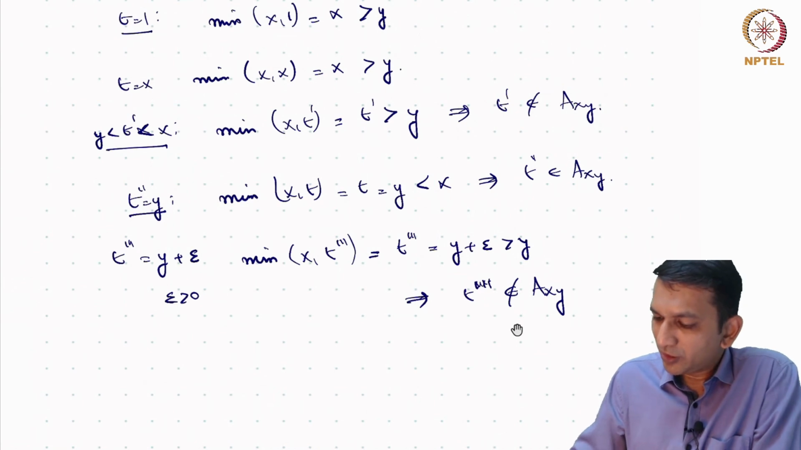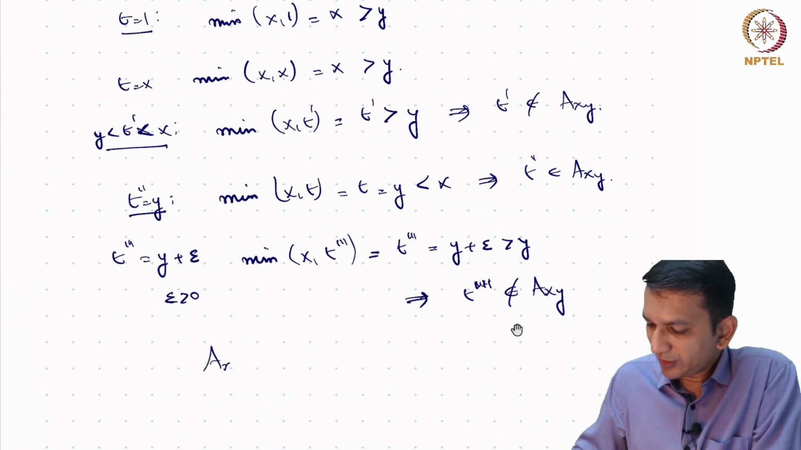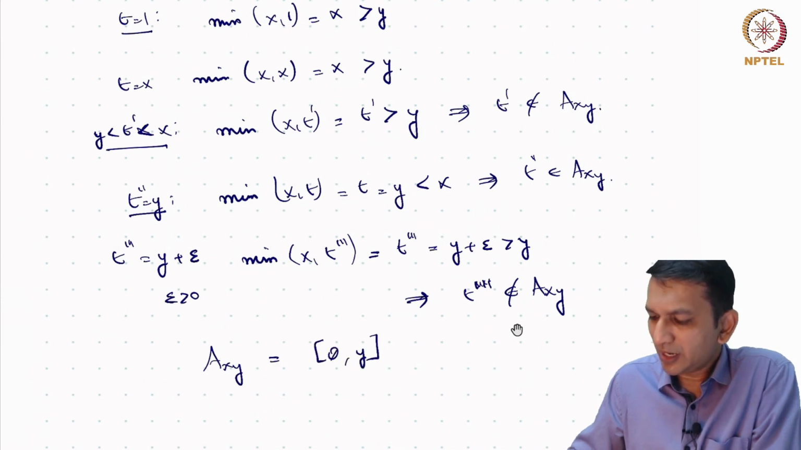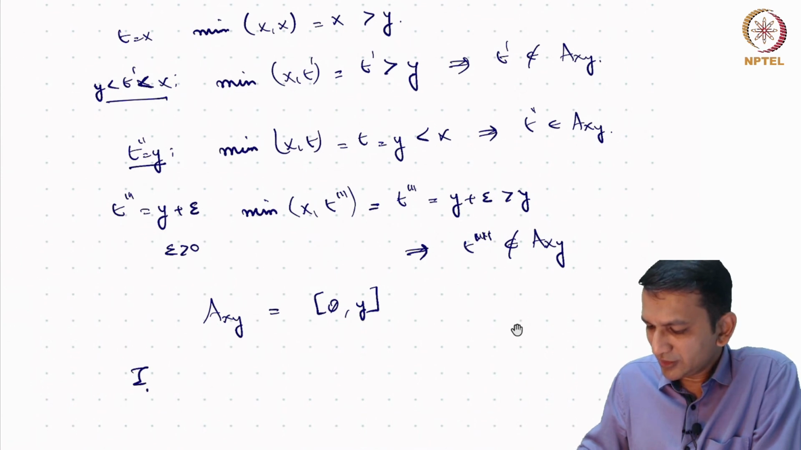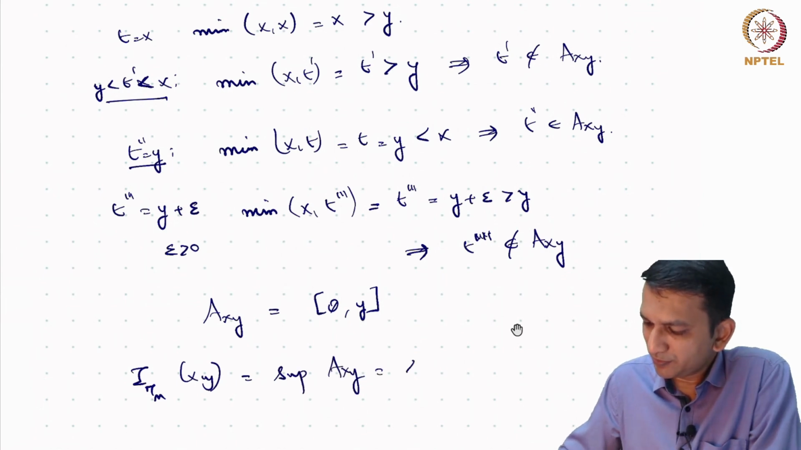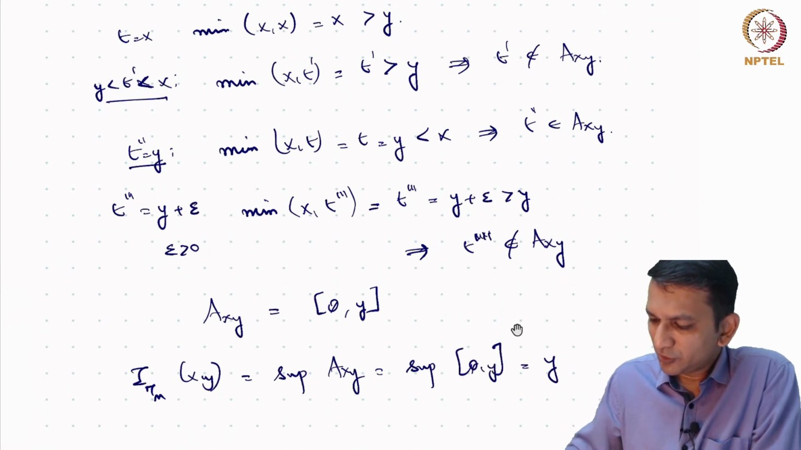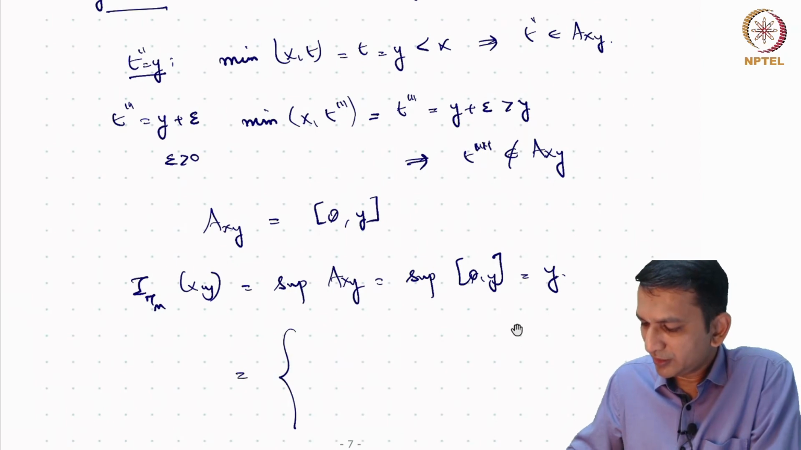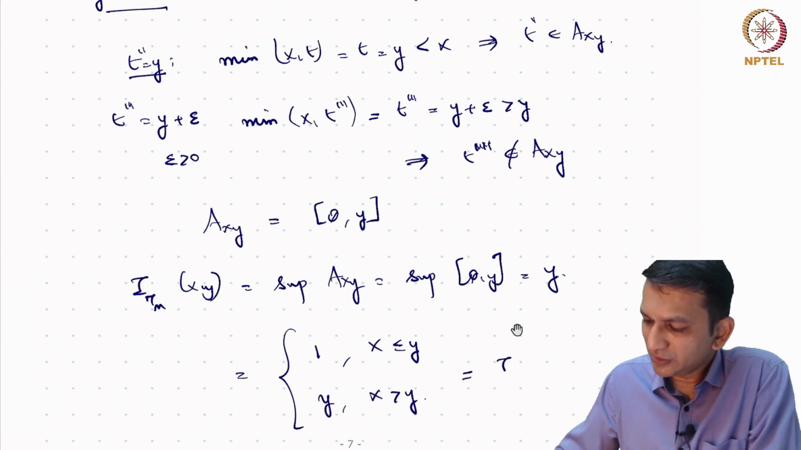So now, if you look at Axy, this is nothing but the interval 0 to y, with y included. So in this case, the implication of x, y is the supremum of Axy, which turns out to be the supremum of 0 to y, equal to y. From this, we get the formula that it is 1 if x is less than or equal to y, and it is y if x is greater than y. Now we know that is essentially the Gödel implication.